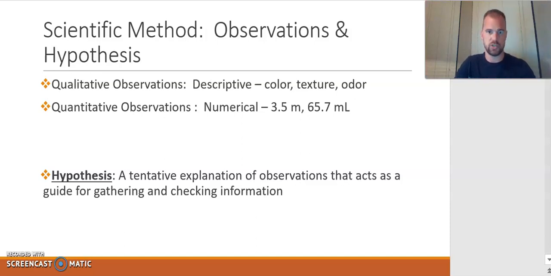Nevertheless, once you've made some observations, that will then lead to a question or problem statement, which ultimately needs to have a hypothesis. And a hypothesis is a tentative explanation of the observations you're seeing that acts as a guide for gathering and checking the information. So you see something and you create a hypothesis, which is a tentative explanation for what you're seeing. Now, this hypothesis needs to be testable. You have to be able to devise an experiment that will test whether or not the hypothesis is true. And we'll get into that in the next slide. But also notice the hypothesis is tentative, meaning it's plausible that it may change down the line. And that's not always a bad thing.